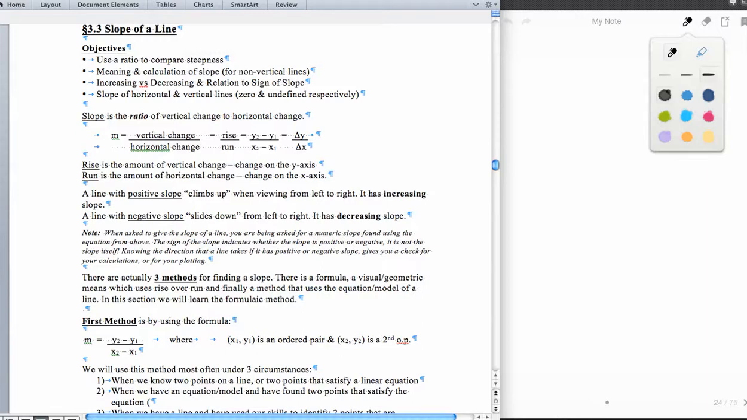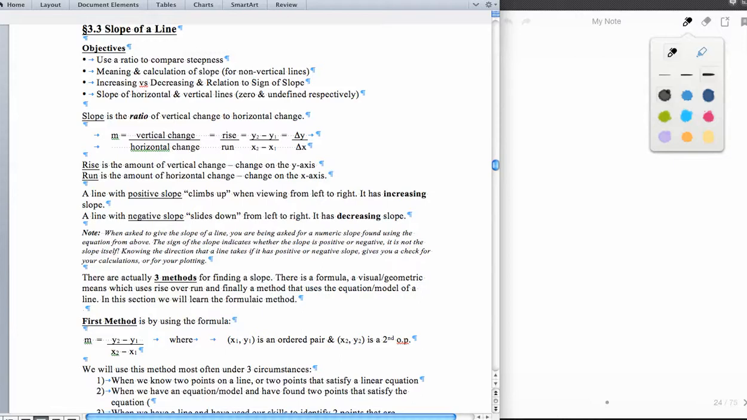And then another way in math and science that we a lot of times will talk about change is to use this symbol that looks like a little triangle. That's actually a Greek letter. It's called delta. And delta in math and science means change. So this says the change in y over the change in x. So we see the definitions here. The rise is the amount of vertical change. That's the change on the y-axis. And the run is the amount of horizontal change, the change on the x-axis.